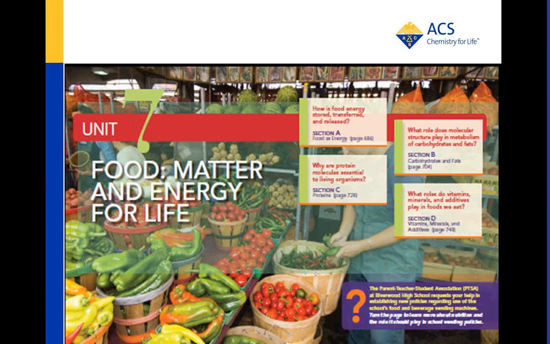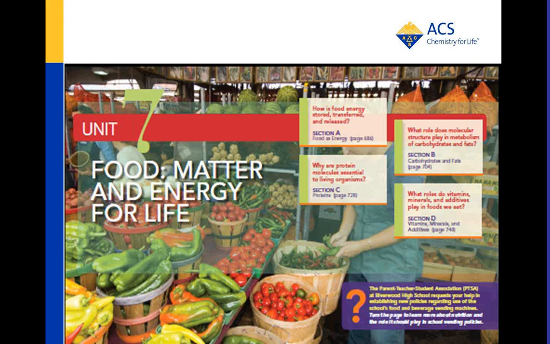So the unit is separated into 4 sections, as all of our units are. Section A is talking about food as energy, looking at the energetics behind food. And then in Section B, we dive into carbohydrates and fats and look at their structures and how they metabolize in the body and how they actually work throughout the body. Section C is on proteins and goes through the structure and the makeup of protein as well as enzymes and how they're metabolized. And then in Section D, we look at vitamins, minerals, and additives.